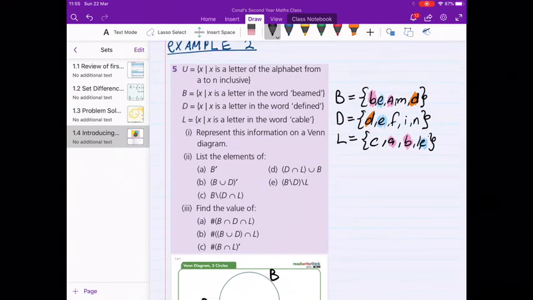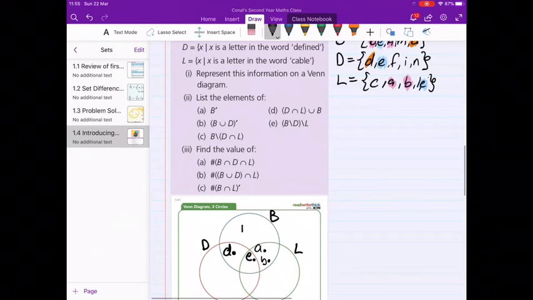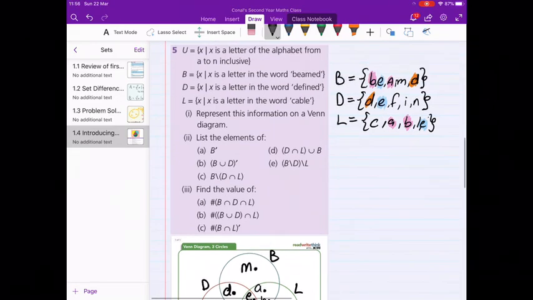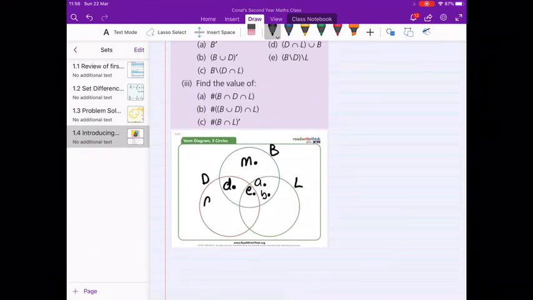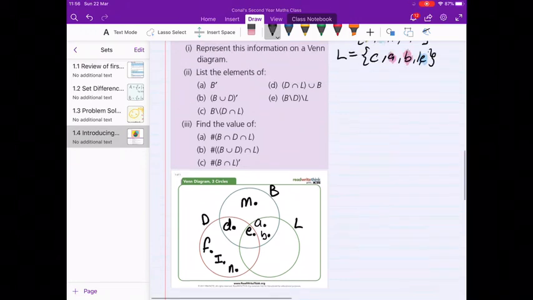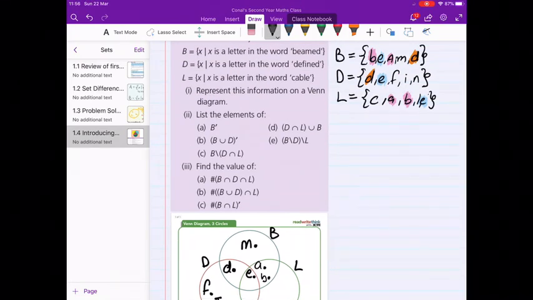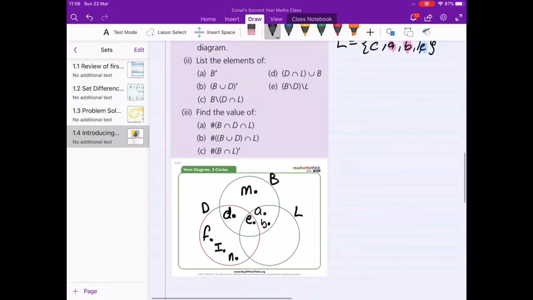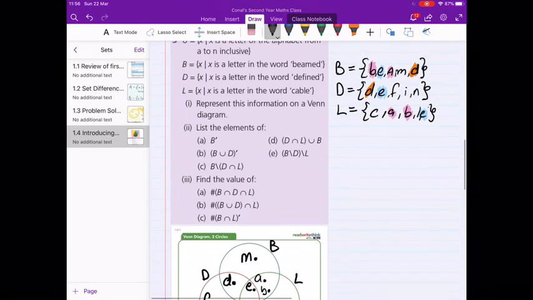Now to fill out the rest of the Venn diagram, I have to see, okay, what does the set B have that it doesn't have in common with anything else? Well, it's the only one that has an M. So an M will go here. What does the set D have that it doesn't have in common with anything else? It has an F, an I, and an N. So that's F, I, and N. And the set L has an L and a C. So L and C will both go in there.